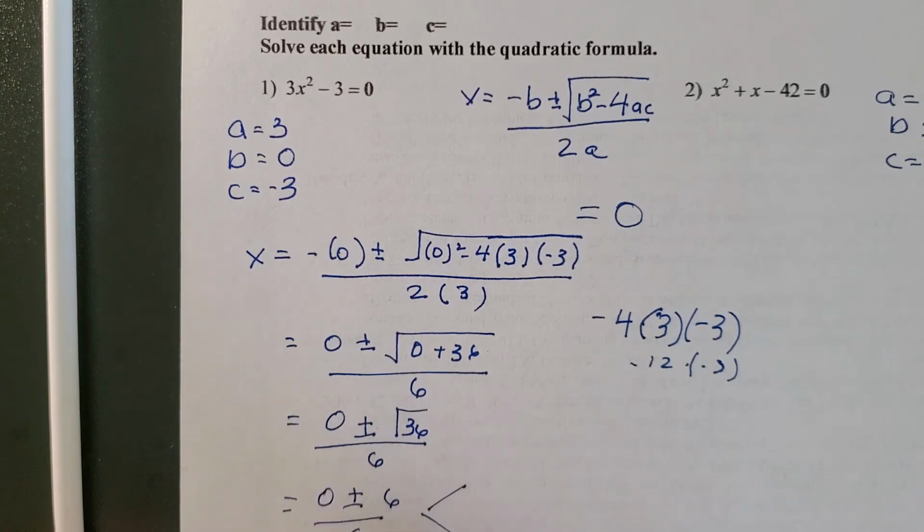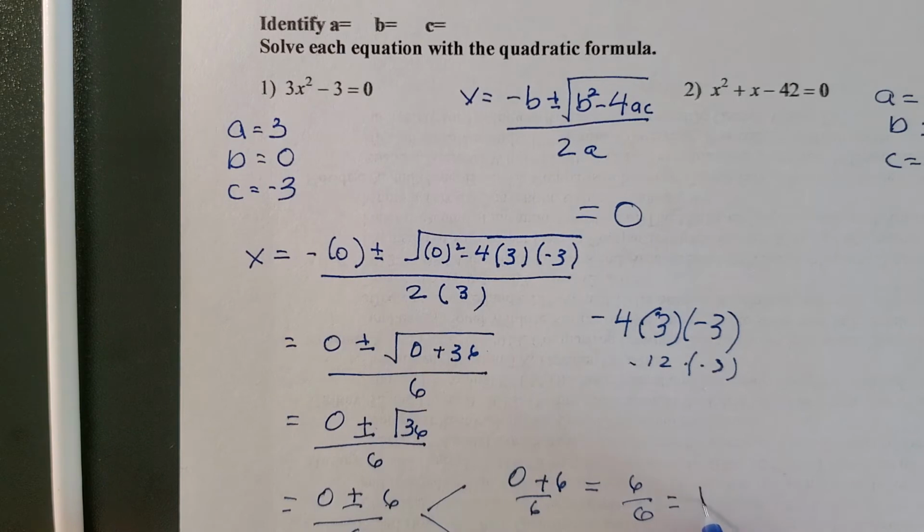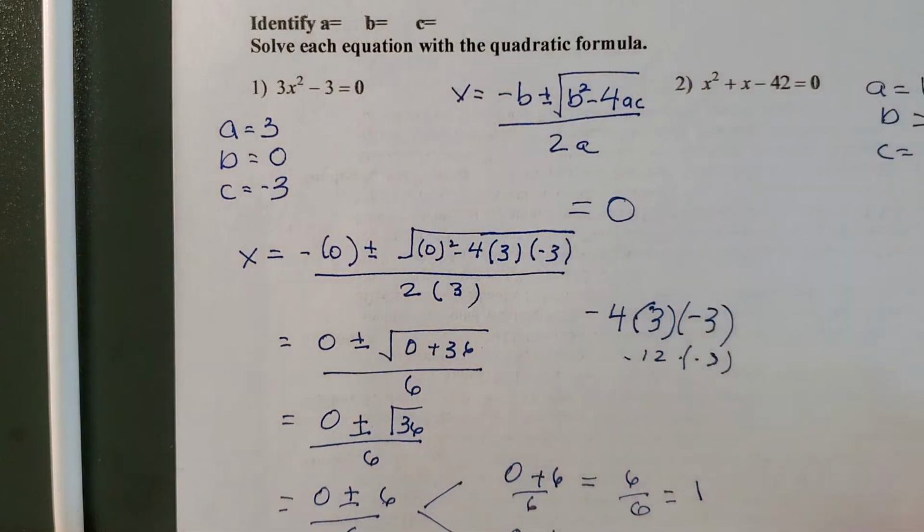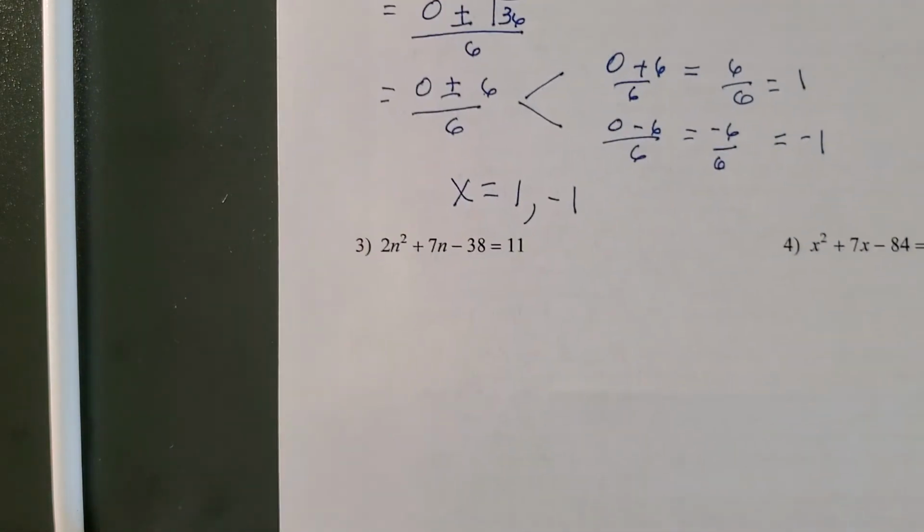Now normally we split this into 2. We've got 0 plus 6, which is 6, divided by 6, and we have 0 minus 6 divided by 6. So that gives us a negative 6 over 6. So we have a 1 and a negative 1, and those are our answers. Okay. If we were going to substitute here, I'm not going to work that one out. You see how that works.